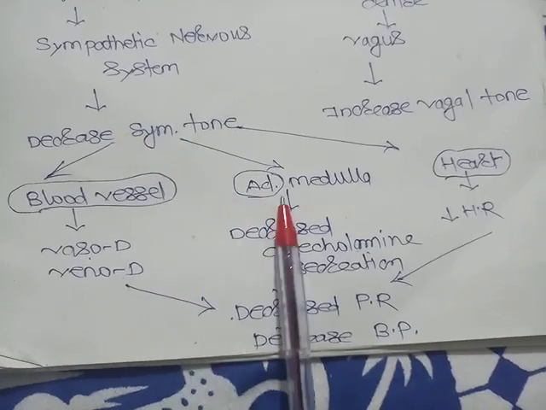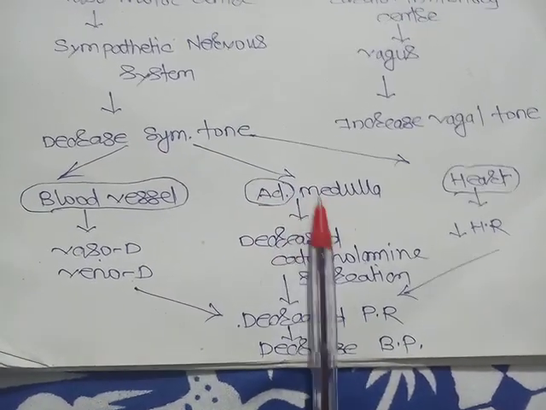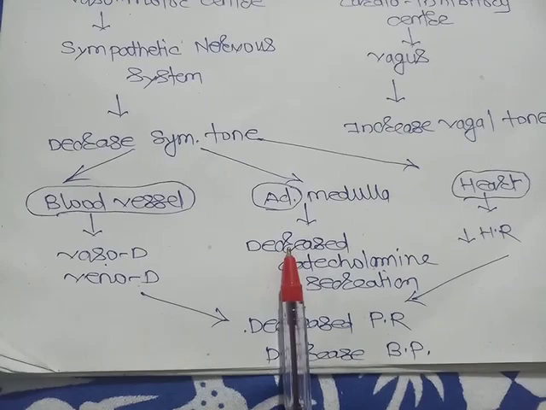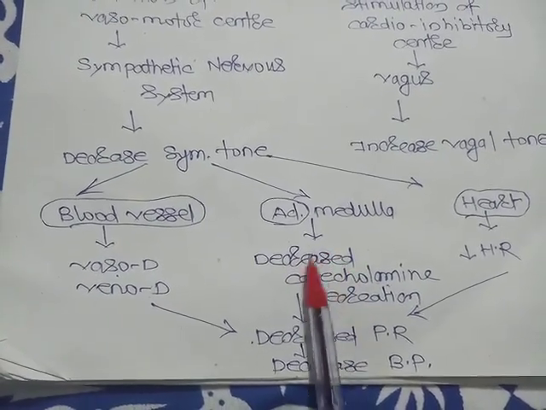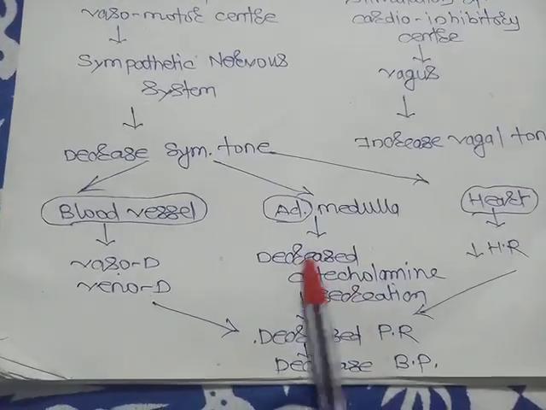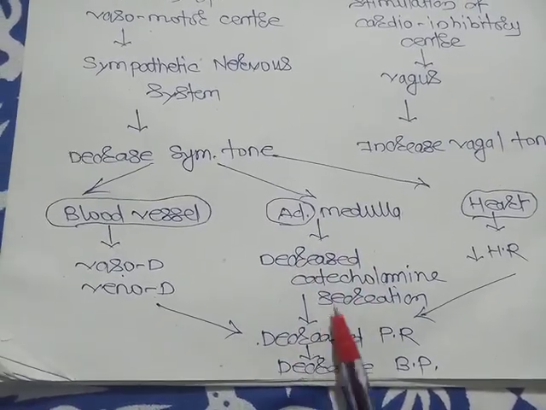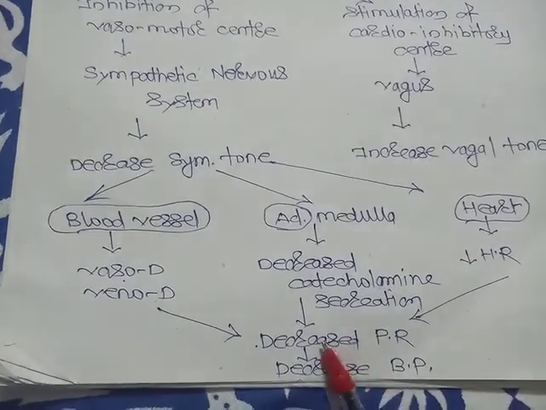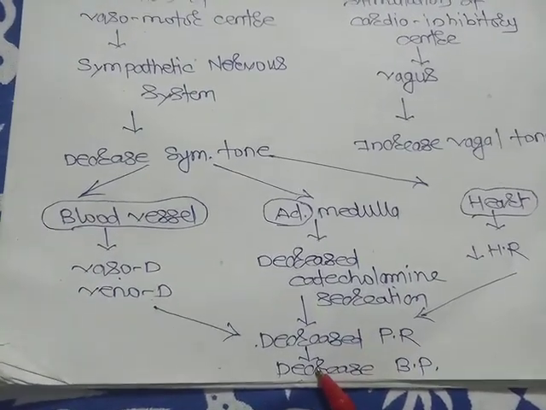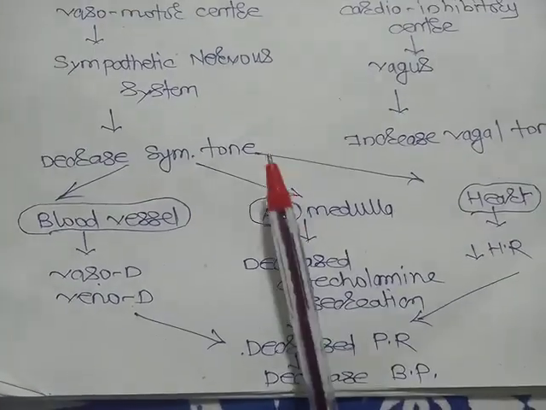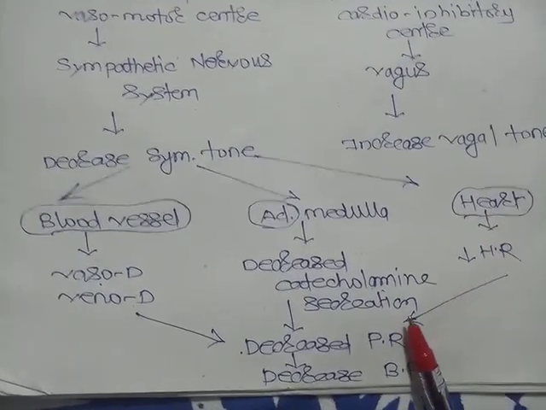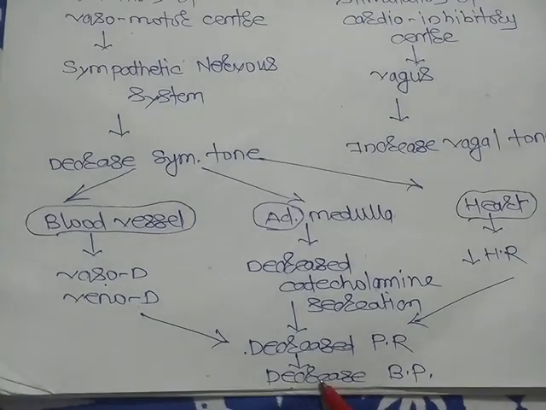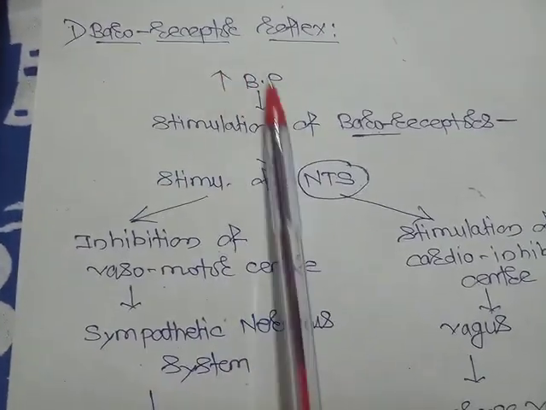This decreased sympathetic tone, when it acts on the adrenal medulla, causes decreased catecholamine secretion, meaning adrenaline, noradrenaline and dopamine. Because of that the total peripheral resistance is also decreased, and that's why there is a decrease in the blood pressure again. On the heart, there is a decrease in the heart rate, so a decrease in the cardiac output, so there will be a decrease in the blood pressure.